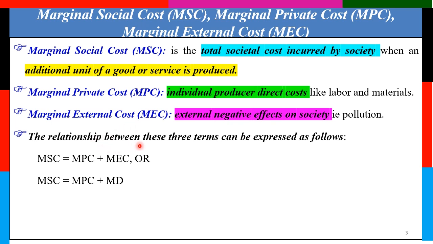The relationship between those three terms can be expressed mathematically just like this. Marginal social cost is equal to marginal private cost plus marginal external cost, or marginal social cost is equal to marginal private cost plus marginal damage.